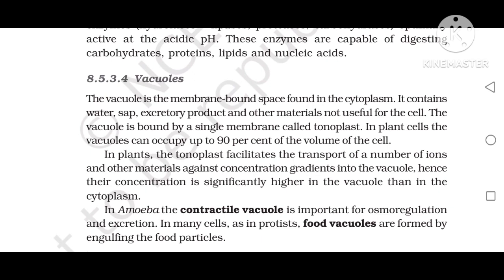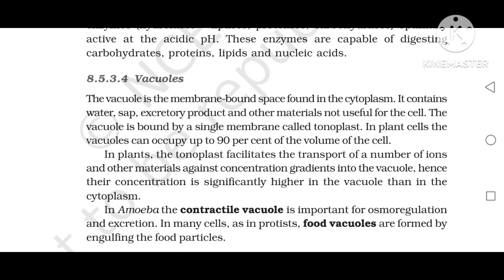In plants, the tonoplast facilitates the transport of a number of ions and other materials against the concentration gradient into the vacuole. Hence, their concentration is significantly higher in the vacuole than in the cytoplasm. In Amoeba, the contractile vacuole is important for osmoregulation and excretion. In many cells, as in protists, food vacuoles are formed by engulfing food particles.